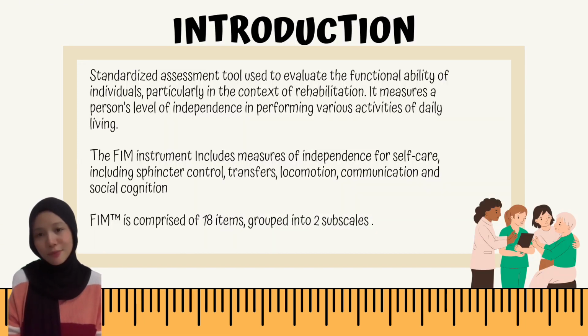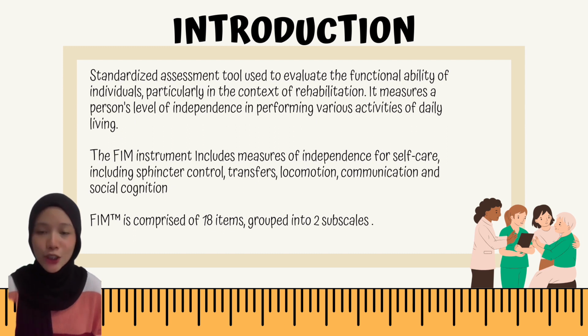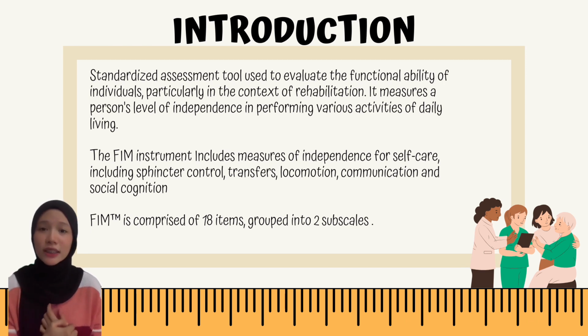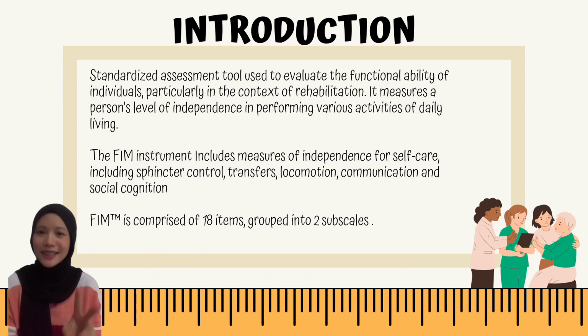Introduction: the Functional Independence Measure is a standardized assessment tool used to evaluate the functional ability of individuals, particularly in the context of rehabilitation. It measures a person's level of independence in performing various activities of daily living. The instrument includes measures of independence for self-care, sphincter control, transfer, locomotion, communication, and social cognition. It is comprised of 18 items grouped into two subscales.